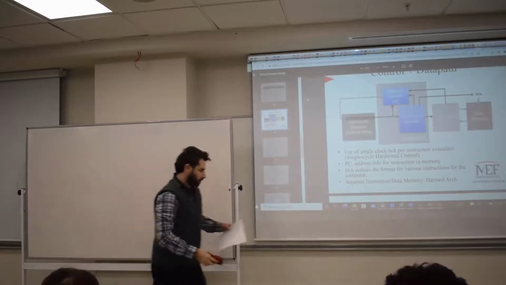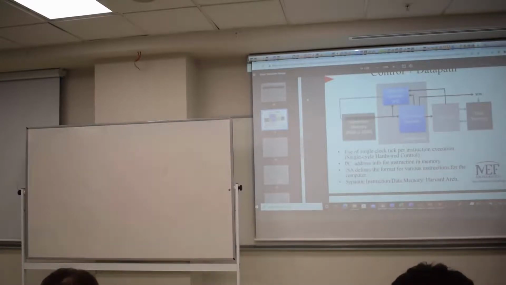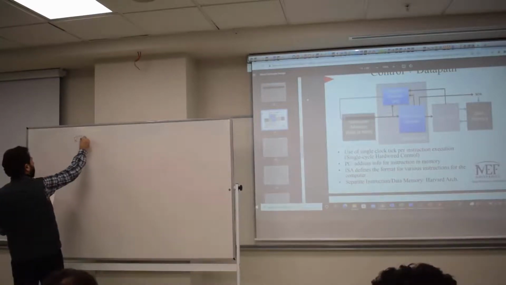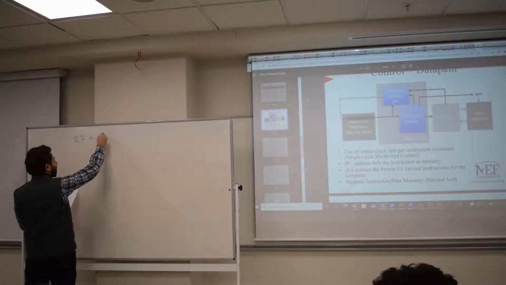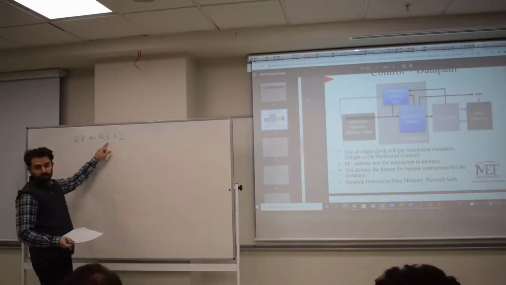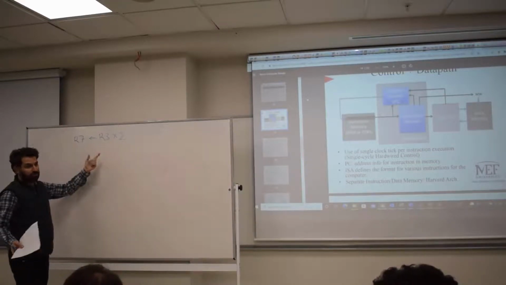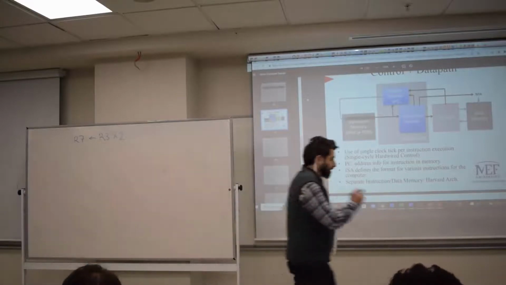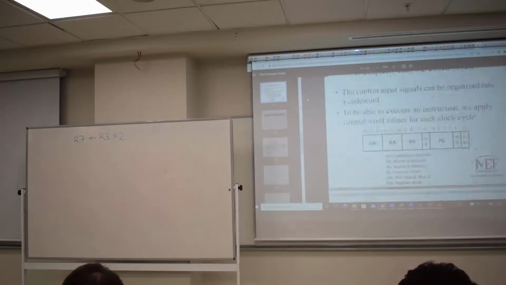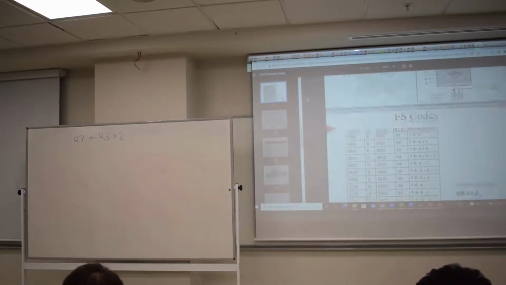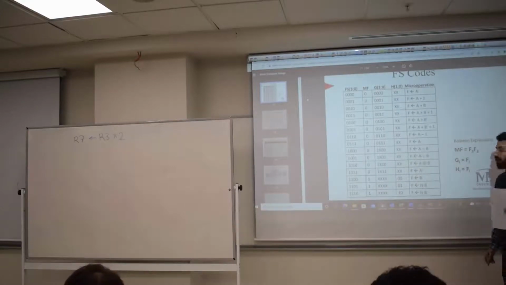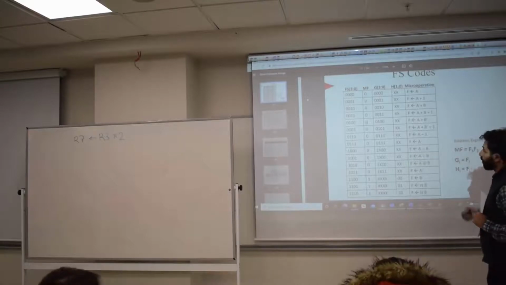All right. So the quiz question was asking for two instructions and their control words, namely R7 gets the data from R3, but that R3 is multiplied by 2. We know that this is not supported by our instruction set, right? There is no multiplication. If you look at the table for the function unit, let me just go through these FS codes real quick. You see, there is no such instruction defined in our function select codes, all right? So therefore, I have to do something here.